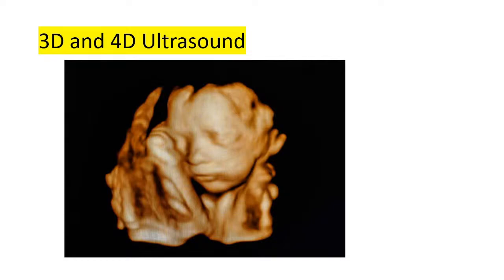So this is a typical 3D image. You can see this is a static image, but when this image starts to move like that, it becomes a 4D. That's the difference. A 3D is a static image like that, and you can visualize the face of the baby nicely. You can see the lips, the nose, the eyes, and you can see that there's no cleft lip and palate. This is the advantage of 3D and 4D.